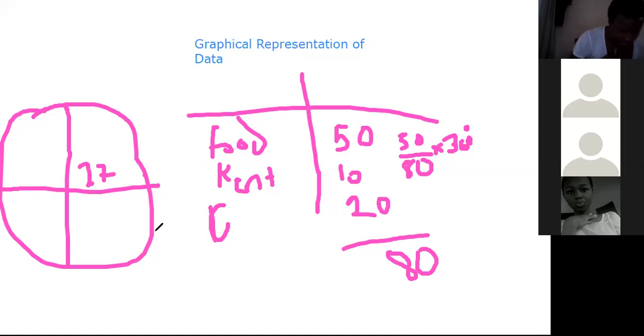So that is it. It is very simple. These are normal mathematics. Then we can also talk about the bar chart.